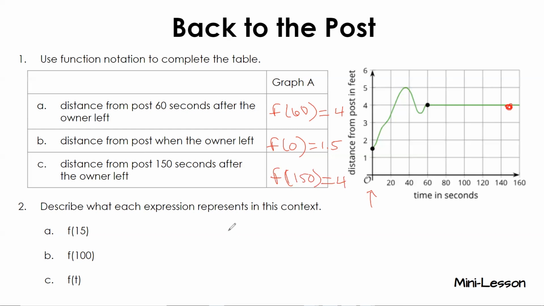Okay, so now we're going to kind of do this backward. We're going to describe what this means. Okay, I'm going to help you on the first one. So it says f of 15. So this means the distance from post 15 seconds after owner left.